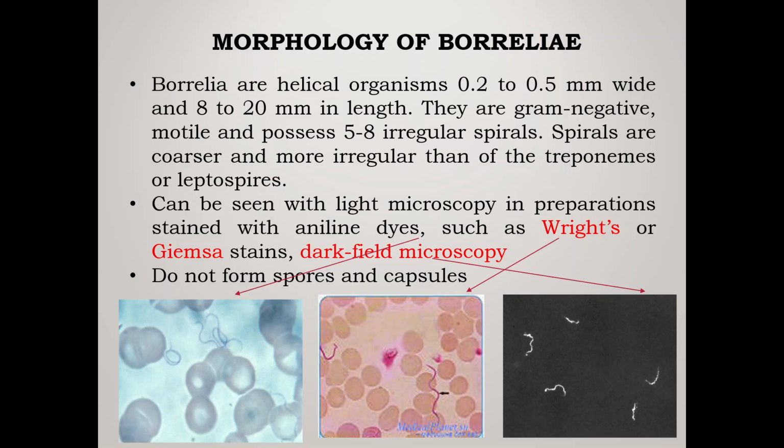Morphology of Borrelia. Borrelia are chemoorganotrophic organisms. They are gram-negative, motile, and possess 5 to 8 irregular spirals. Spirals are coarser and more irregular than those of the treponemes or leptospires. They can be seen with light microscopy with impregnation or stain by aniline dyes, such as Wright's or Giemsa staining. You can see Borrelia in violet color, and by dark field microscopy. Borrelia do not form spores and capsules.